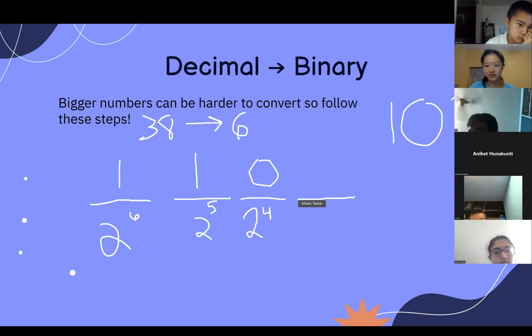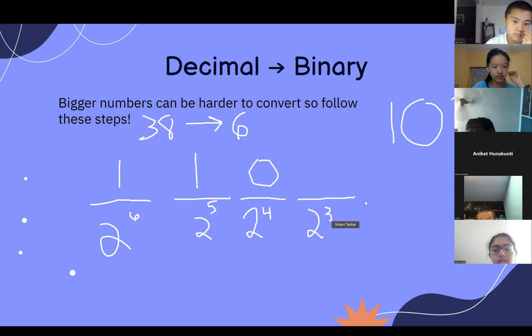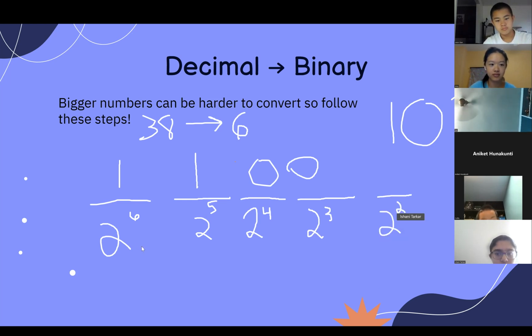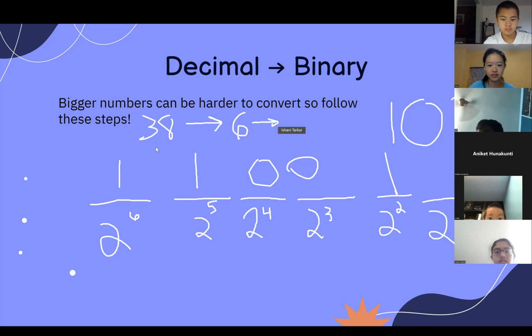So next we get 2 to the power of 3. So 2 to the power of 3 is 8. So how many 2 to the power of 3s fit into 6? Right, 0. Then 2 to the power of 2, how many of those fit into 6? Good job. Yeah, 1. And then 2 to the power of 1. So we have 2 to the power of 2, which is 4. So after we subtract 4 from 6, we get 2. So how many 2 to the power of 1s fit into 2?